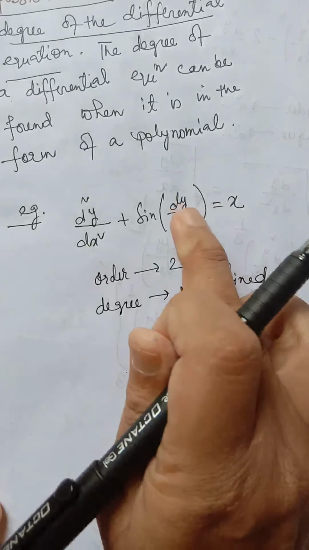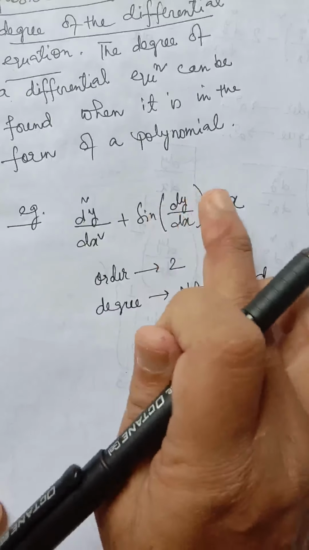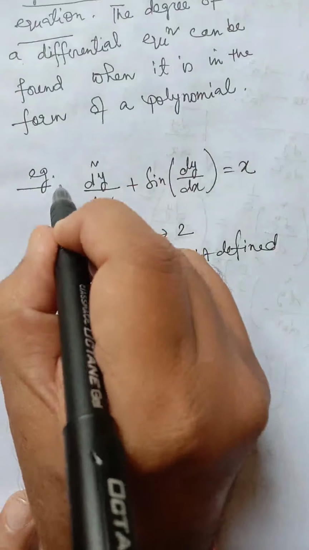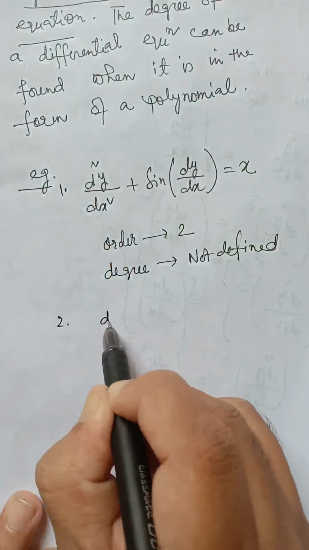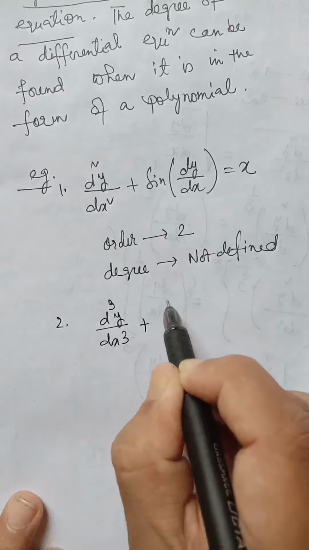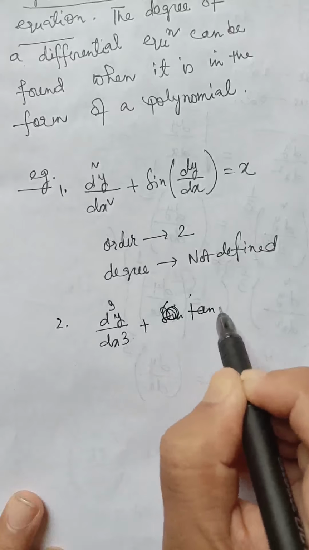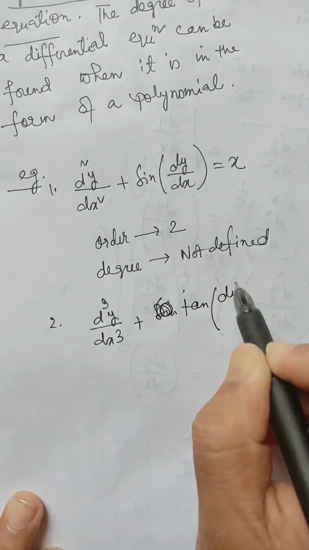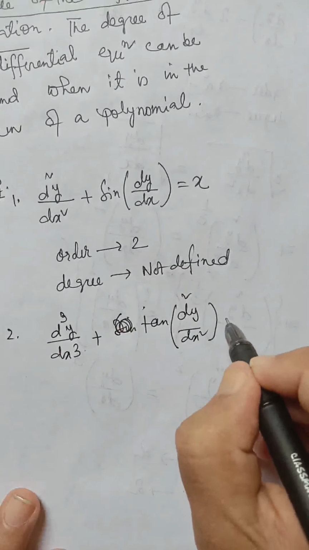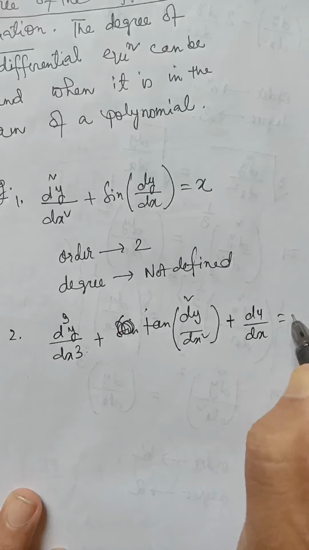And this will be true for other trigonometric ratios also, cos of dy by dx or tan of d2y by dx square, etc. Let me write one more example, say d3y by dx cube plus tan of d2y by dx square plus dy by dx equal to say x.